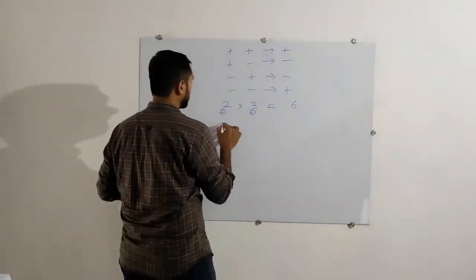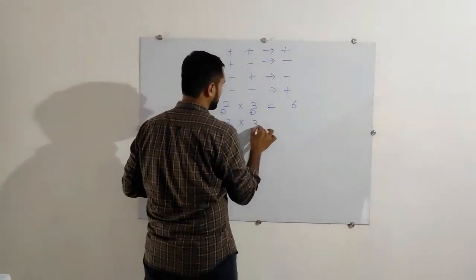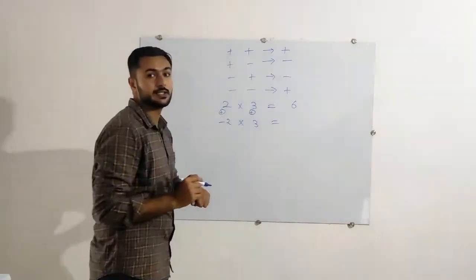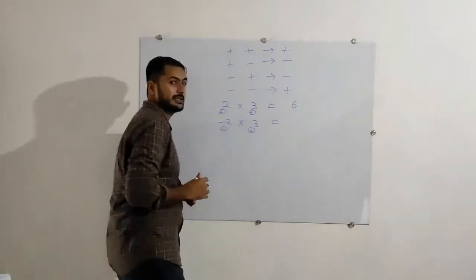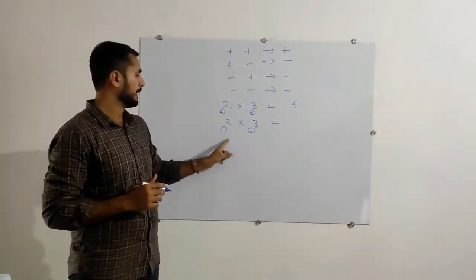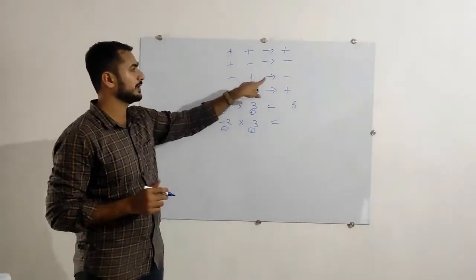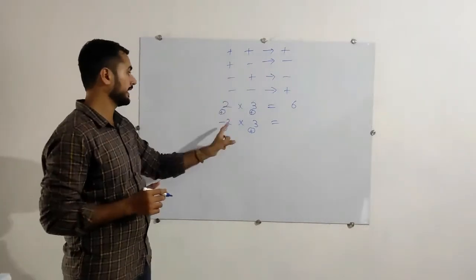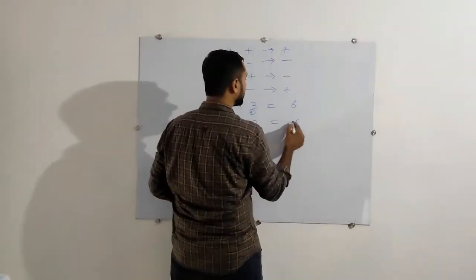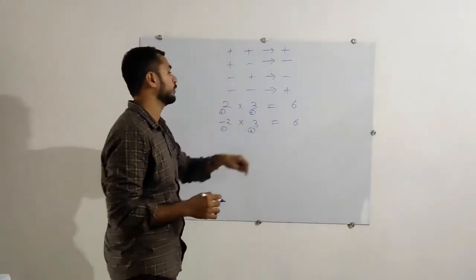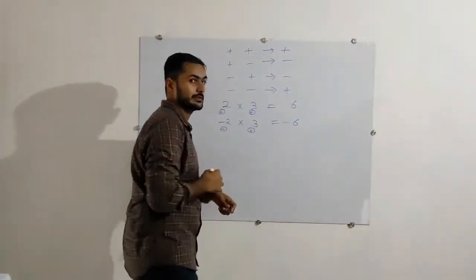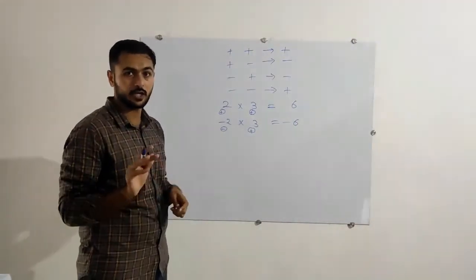But suppose if I do the same thing for minus 2 and 3. Identify the signs from here. Here is minus and here is plus. Minus plus. See here. Minus plus is minus. But before that, 2 3s are 6. The sign will be minus, so I will put the minus sign over there. So our answer is minus 6. Got it?